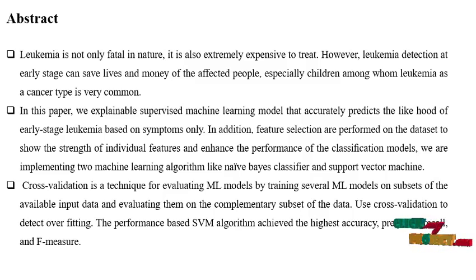In addition, feature selection is performed on the dataset to show the strength of the individual features and enhance the performance of the classification model. We are implementing two machine learning algorithms, naive Bayes classifier and support vector machine. Cross validation is a technique for evaluating ML models by training several machine learning models on subsets of the available input data and evaluating them on the complementary subset of the data. Use cross validation to detect overfitting. In performance, the SVM algorithm achieves the highest accuracy, precision, recall and F1 score.